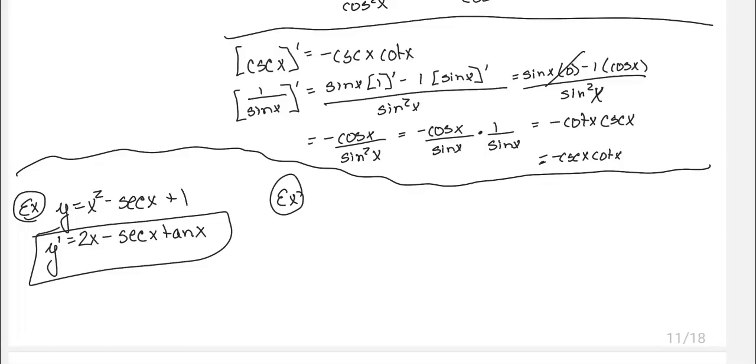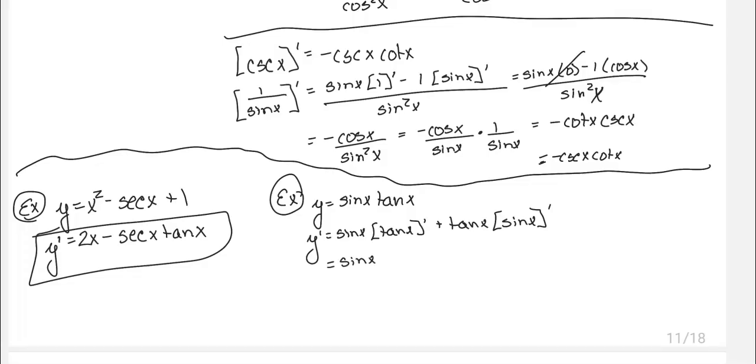So let's look at another one. What if we have the derivative of sine of x times tangent of x? So this is a product rule. So we're going to set it up. Product rule says it's the first times the derivative of the second. So this is my setup step. Plus the second times the derivative of the first. The derivative of the tangent is secant squared. The derivative of the sine is cosine. So that would be my derivative.